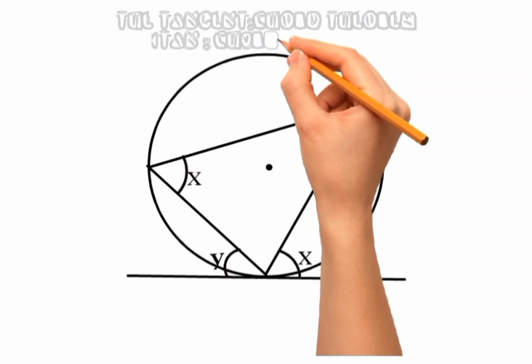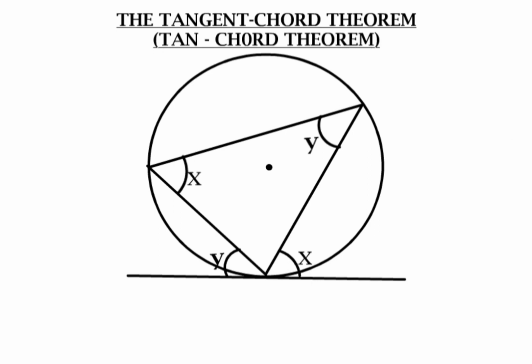The theorem states that for any circle, the angle formed between the tangent and the chord through the point of contact of the tangent is equal to the angle formed by the chord in the alternate segment. The tangent chord theorem is also known as the alternate segment theorem. To prove this theorem, let's start by joining the center of the circle to the extremes.